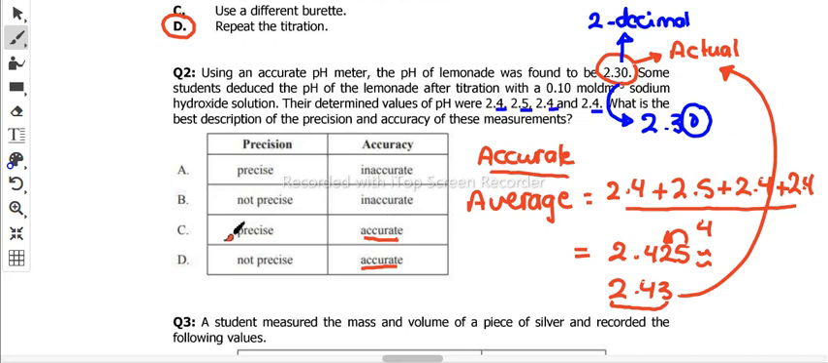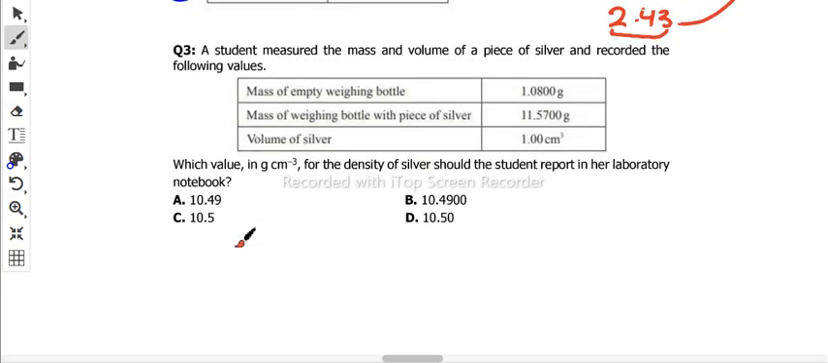In this situation, I cannot describe at all that my values are precise, since this is an indication that the equipment, or the pH meter that was used, was not so sensitive. It should give me 2 decimal places, and the only difference between one and another should be in the second decimal place, not the first. So in this situation, I'm not going to describe my data as being precise. They are actually not precise, and your final answer is D. Continuing now with question number 3.